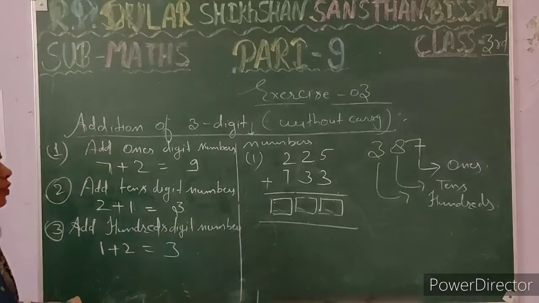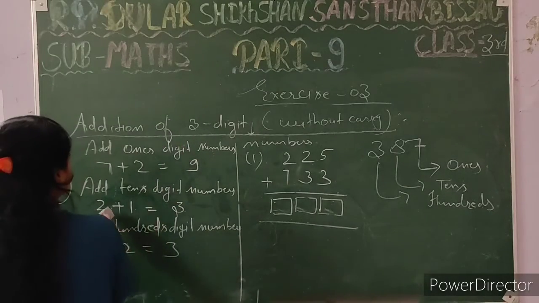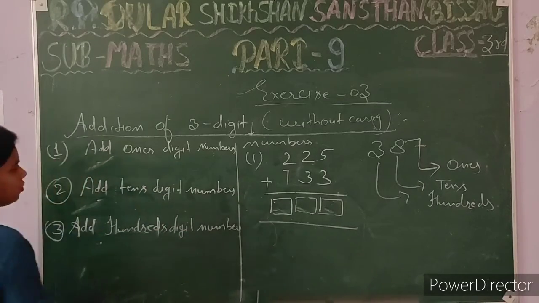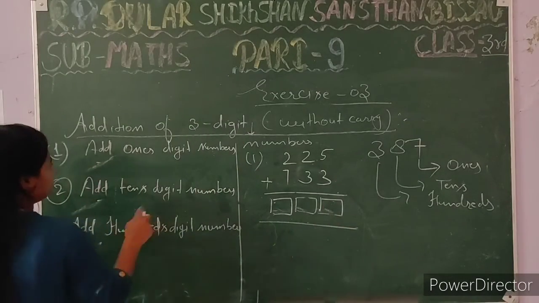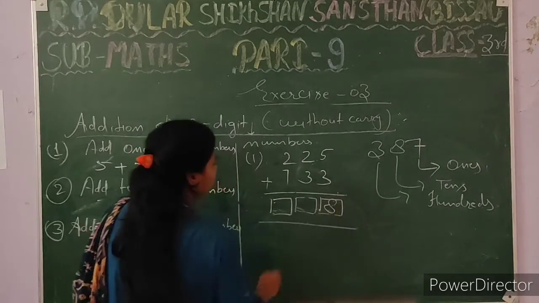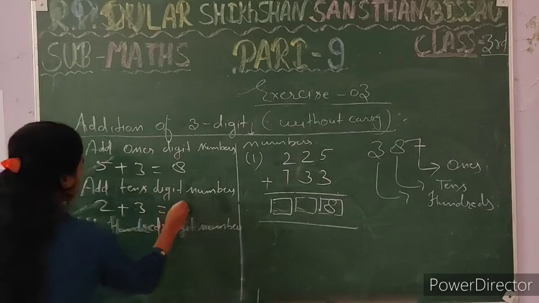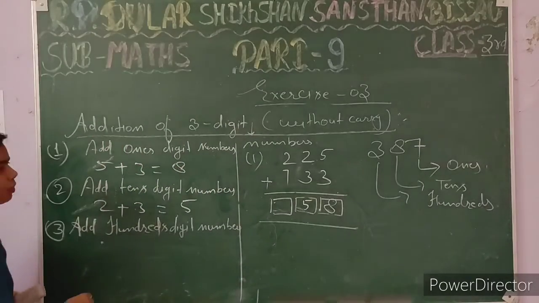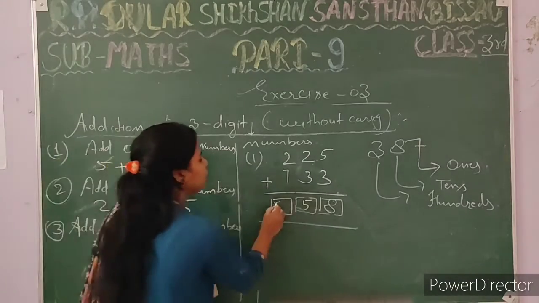225 plus 733. We have 3-digit numbers. So how do we write here? We have 3 steps, students. Very easy method, I tell you how to add. You do 3 steps to add 3-digit numbers. First step, add both ones digits. 5 plus 3 becomes 8, and write 8 in the first column. Then add the tens digits, 2 plus 3 becomes 5, and write 5 in the second column. Then add the hundreds digits, so 2 plus 7 is equal to 9. So write 9 in the third column.